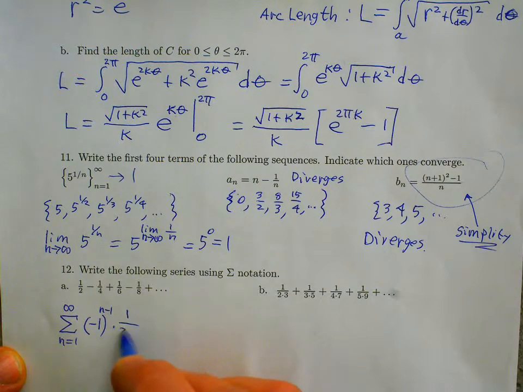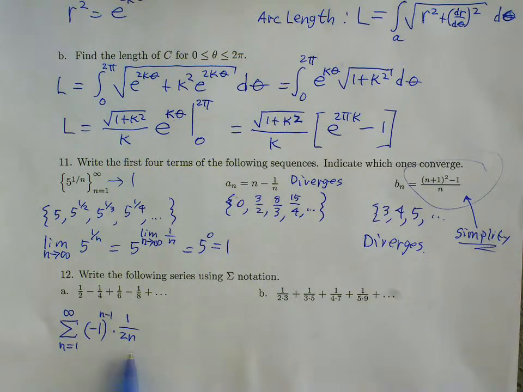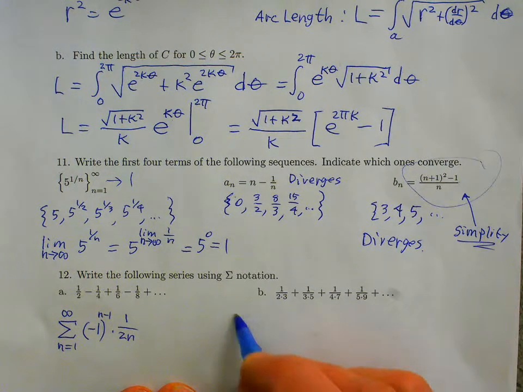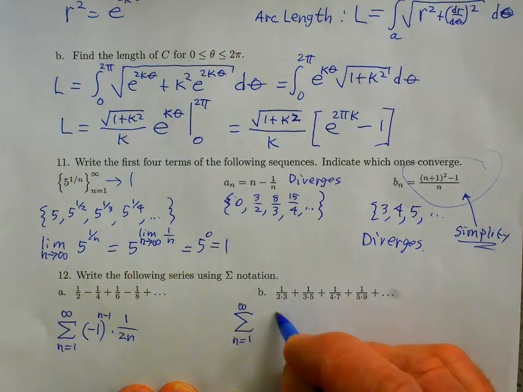Yeah, 1 over 2n. And you can verify that just by testing the first few integers. Okay, the next one. Let's start with n equals 1 and go to infinity. Well, the numerator is always 1.